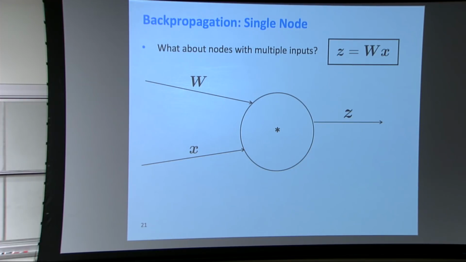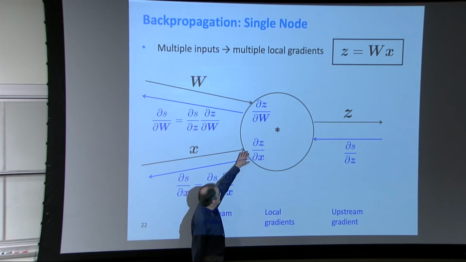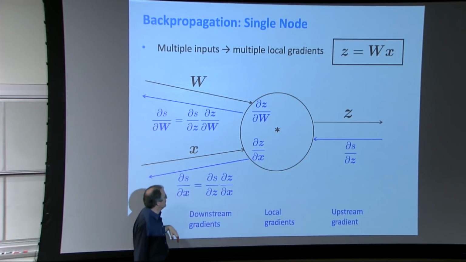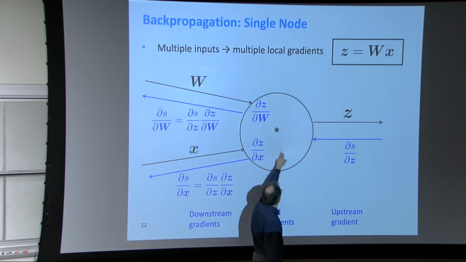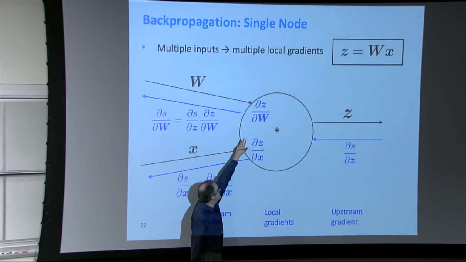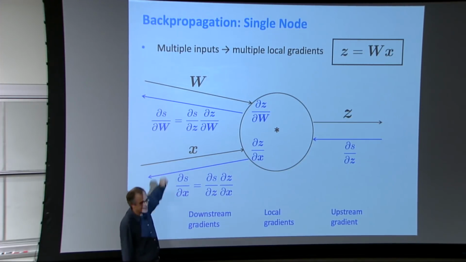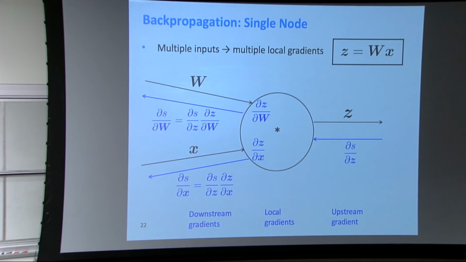We kind of group vectors and matrices together. Well, if you have multiple inputs, you then end up with multiple local gradients. So you can work out the partial of z with respect to x, or the partial of z with respect to w. And so you essentially take the upstream gradient, multiply it by each of the local gradients, and pass it down the respective path, and we calculate these different downstream gradients to pass along. Is that making sense?